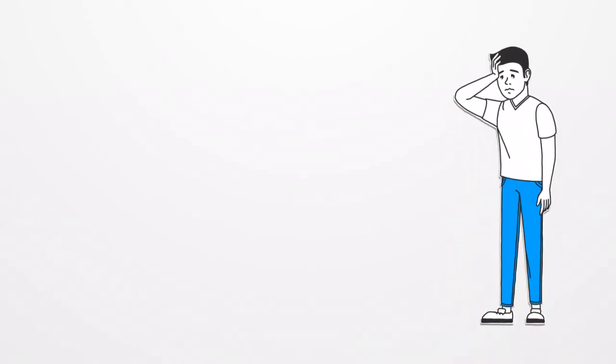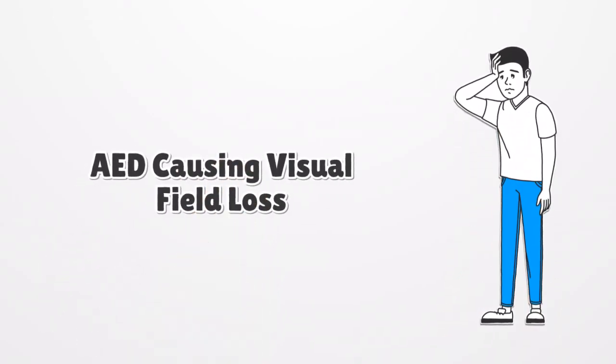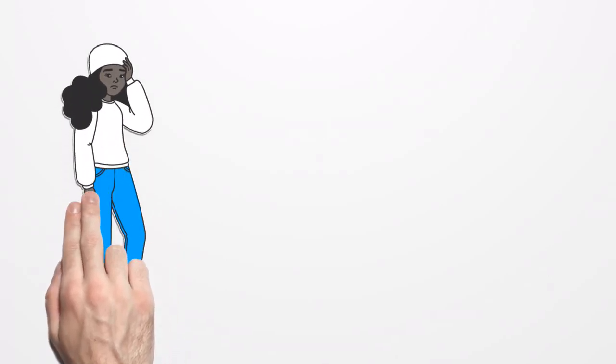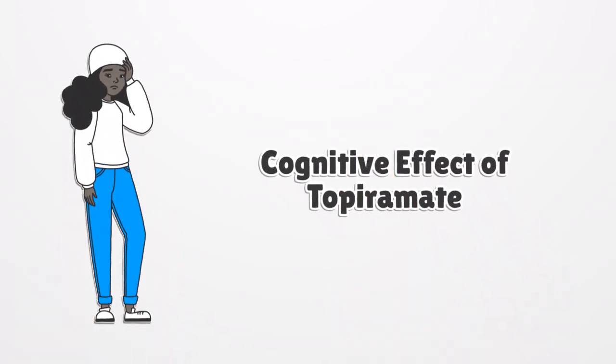Which AED can cause irreversible visual field loss? Vigabatrin. What cognitive effect is associated with topiramate use? Cognitive slowing or word-finding difficulty.